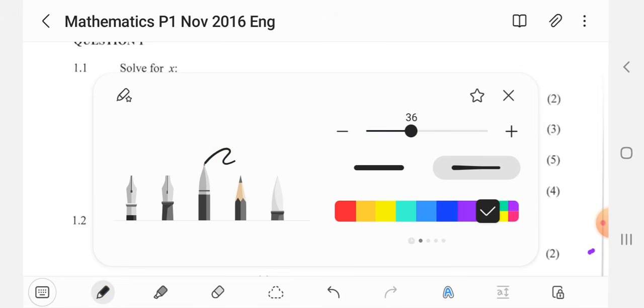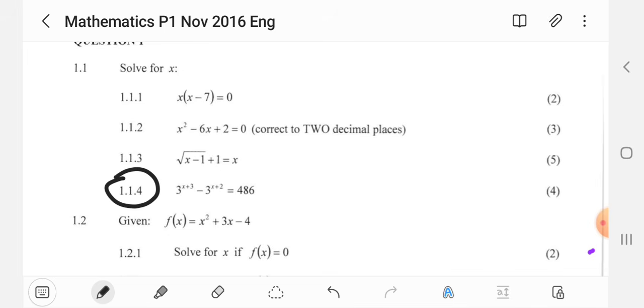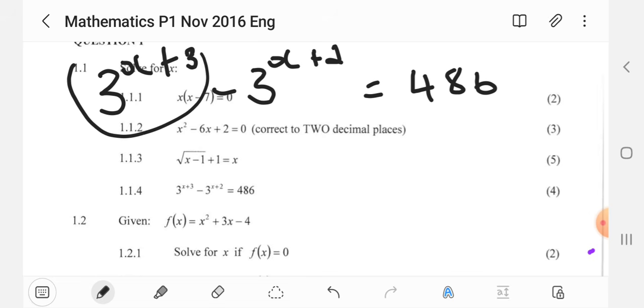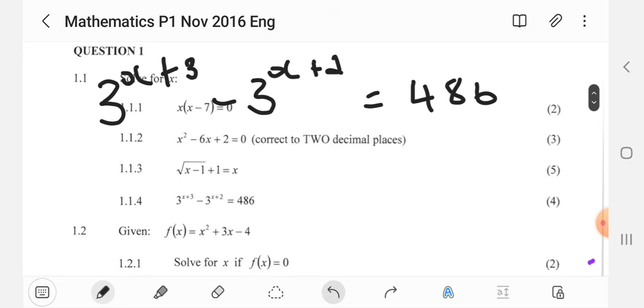So we are going to do 1.1.4. We have 3^(x+2) minus 3^(x+3), not 2, here it's 3. This one is 2, equals 486. Now the exponential rule says when the bases are the same, we add the exponents. So we assume that's what happened here and here to get here.